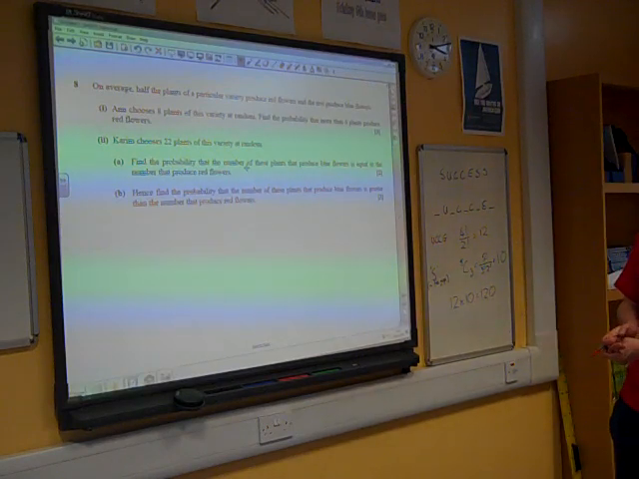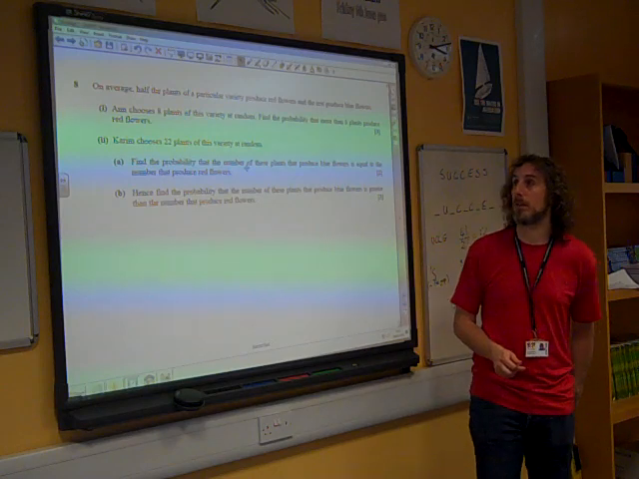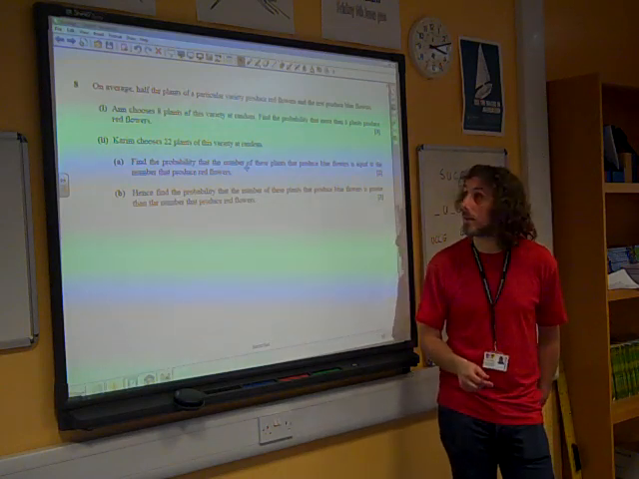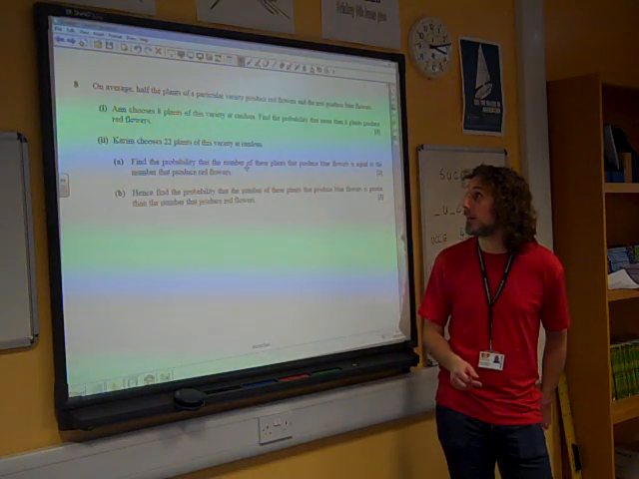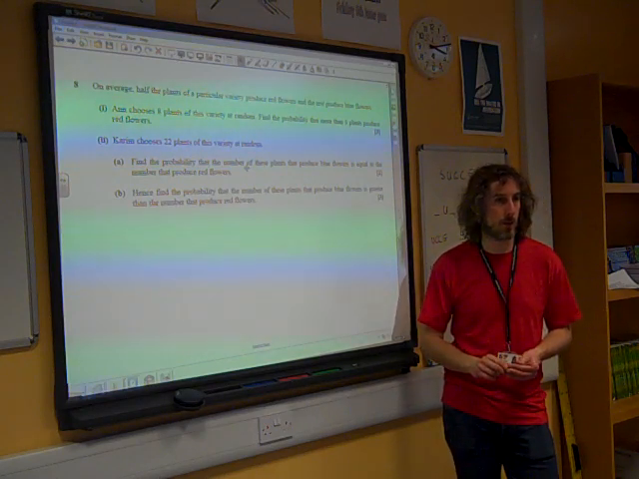On average, half the plants of a particular variety produce red flowers and the rest produce blue flowers. A gardener chooses 8 plants of this variety at random. Find the probability that more than 6 produce red flowers.